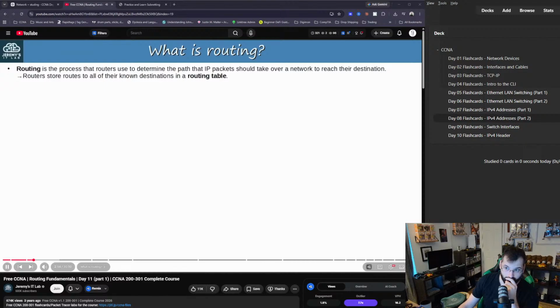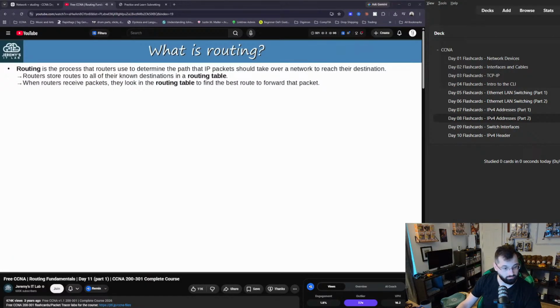As I mentioned before, switches keep a MAC address table with their known destination MAC addresses, and routers keep a routing table with their known destination networks. When routers receive packets, they look in the routing table to find the best routes to forward that packet. There are two main routing methods that routers use to learn routes.